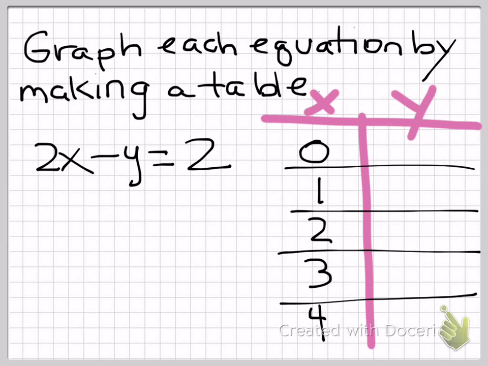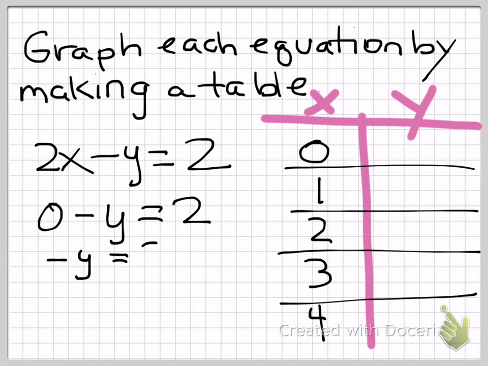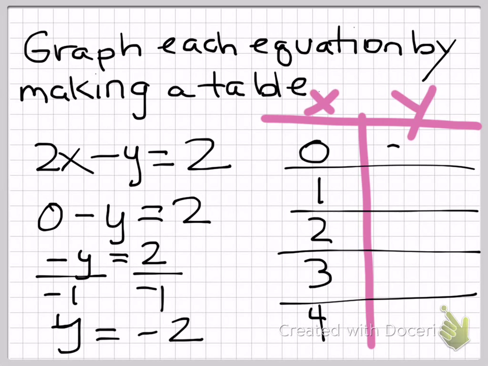So 2 times 0 would be 0. 0 minus y is 2, so -y, we need a positive y, so we need to divide by -1. So y would be -2, and I'm going to just keep going.